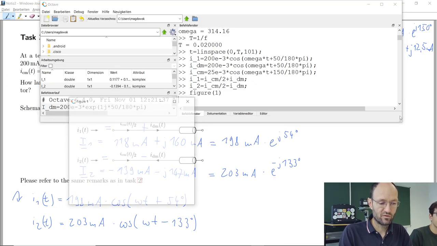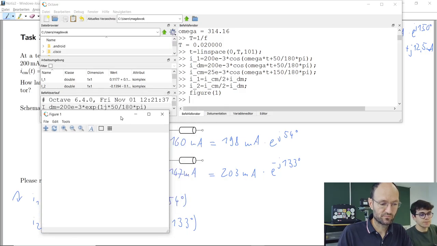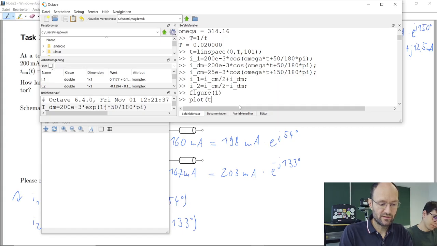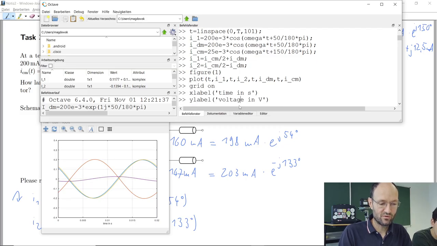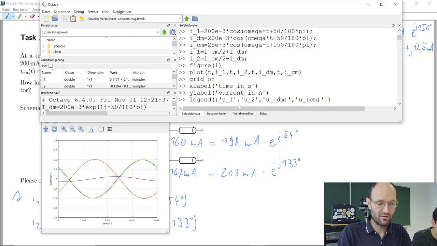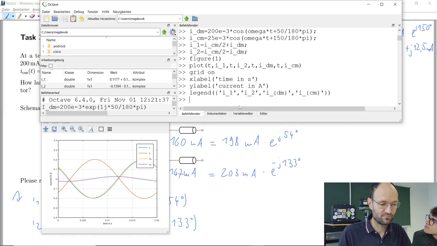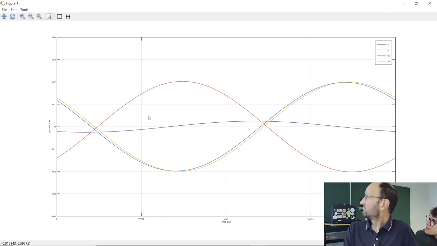And now if we once again use a first figure, and inside this first figure plot as a function of time our first current, the second current that we just calculated, the differential mode current and the common mode current, we should get four curves. And we could add a grid, we can add the xlabel and the ylabel. Now we should say, okay, this is better the current in ampere. And for the legend, I just need to change everything from voltage into current. Even if it's very small and almost impossible to read. You need to have very good glasses to be able to read this.